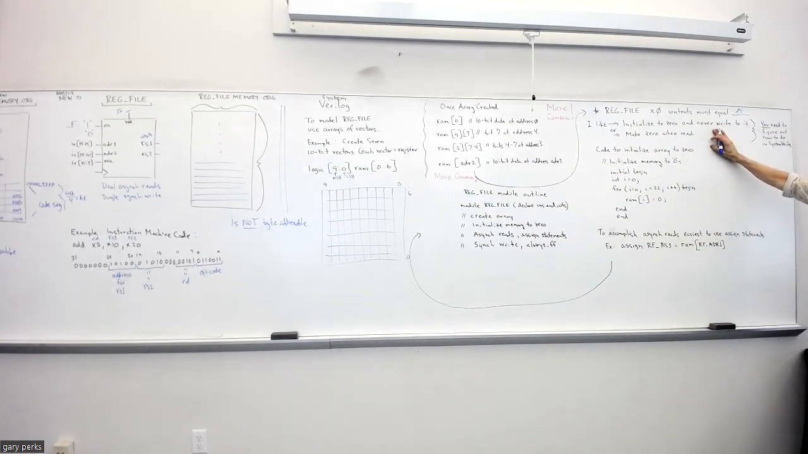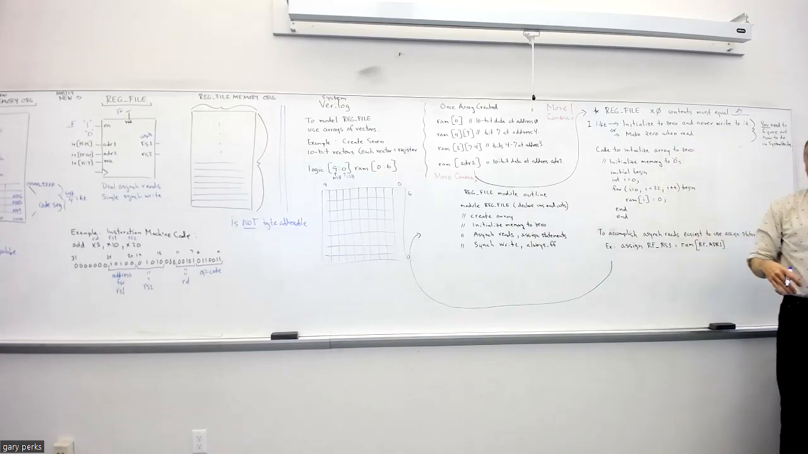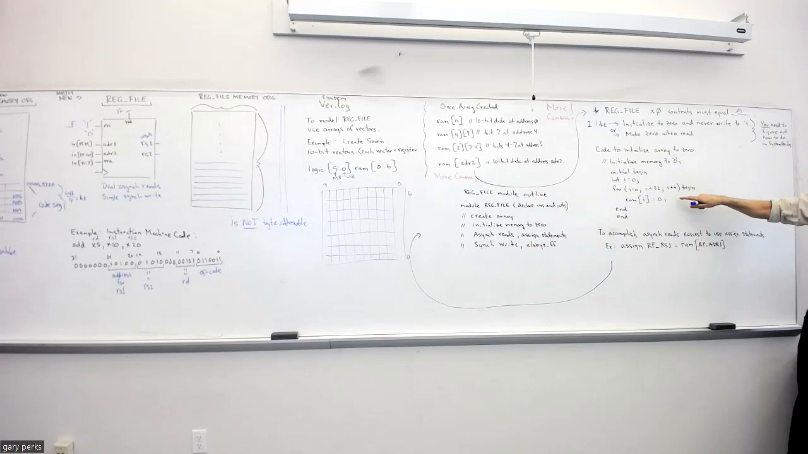So if you decide to do it this way, where you initialize the contents to 0, well, here's the code that's going to initialize the contents of all the registers to 0. It's just using a for loop. So you can use this code if you want to do it this way. I'm providing that for you.